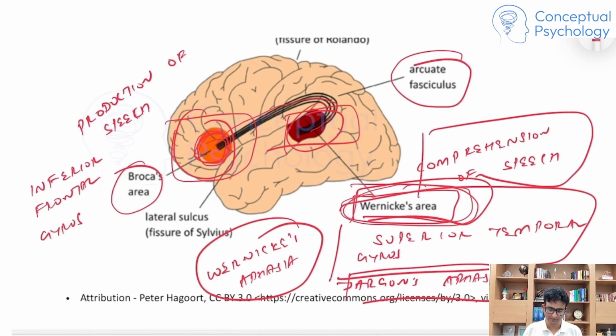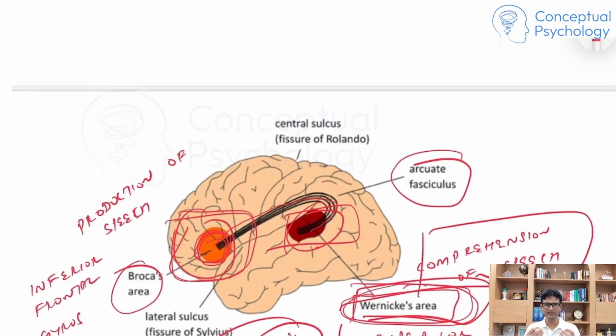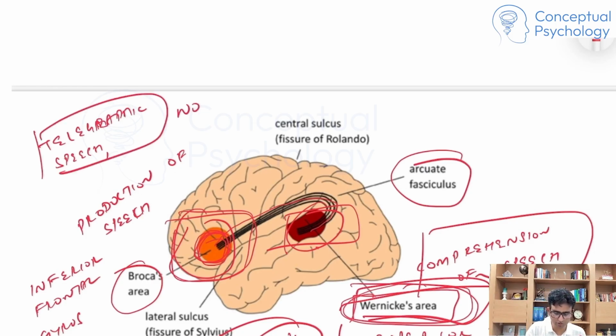On the other hand, if your Broca's area gets damaged because of any injury, usually vascular injury, what will happen? Now you cannot speak properly. Although you can understand, you cannot speak properly. So these patients speak in a very brief manner, also called telegraphic speech. It appears very effortful. Telegraphic speech is where they are only speaking nouns or verbs.